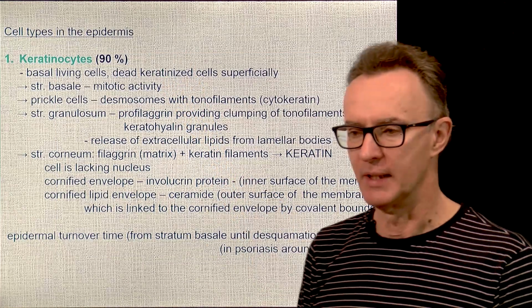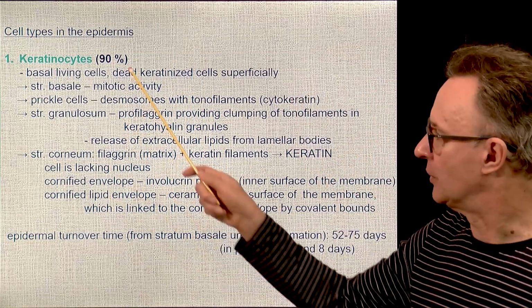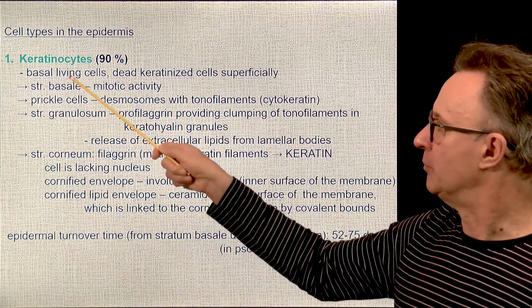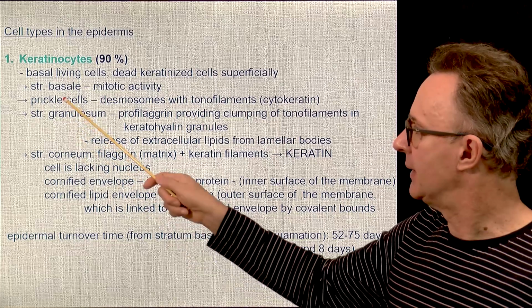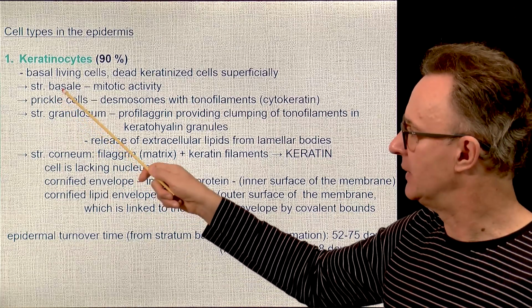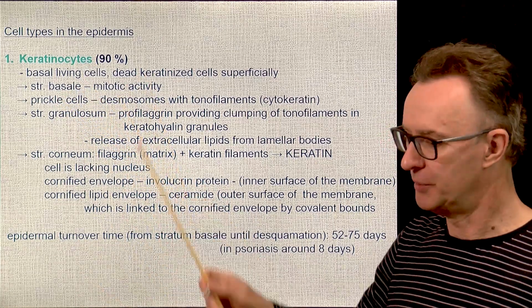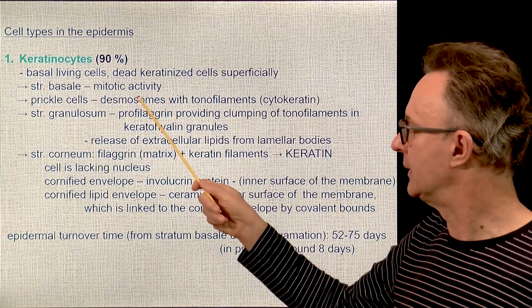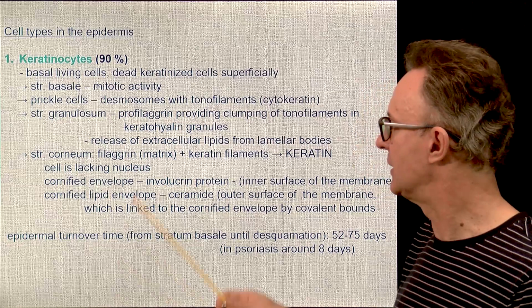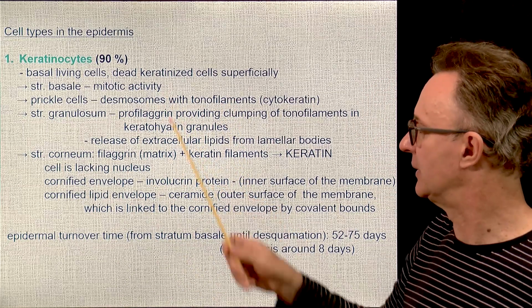So keratinocytes, that is the major cell type. According to this, we have the different layers. Basal layer again with mitogenic activity. And then we have the stratum spinosum with these prickle cells. And I told you the desmosomes give this appearance. And inside the cytoplasm, we see tonofilaments attached to the desmosomes.